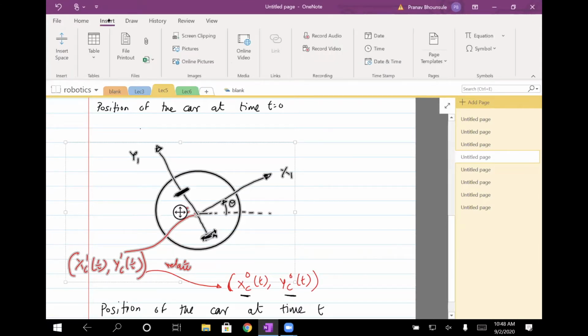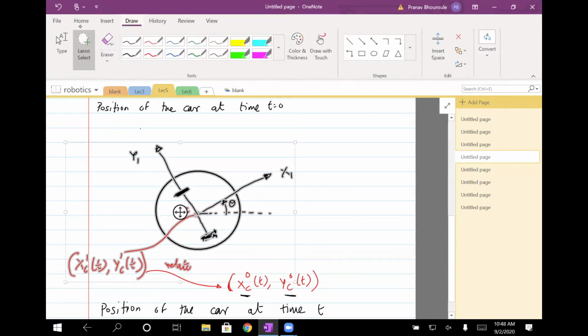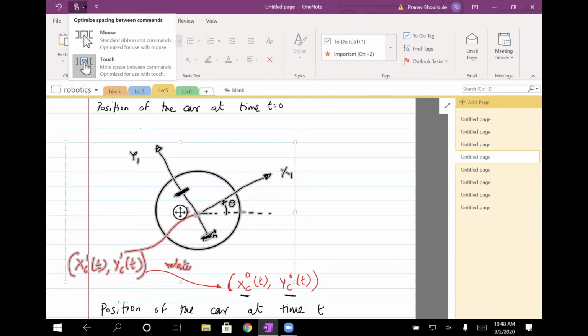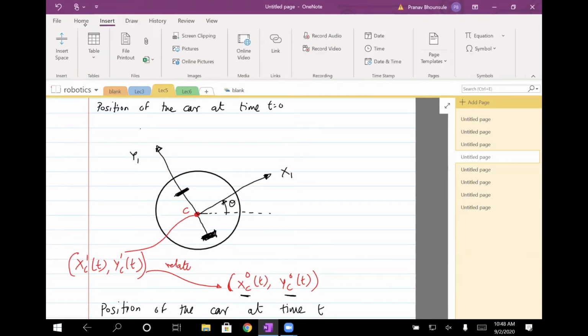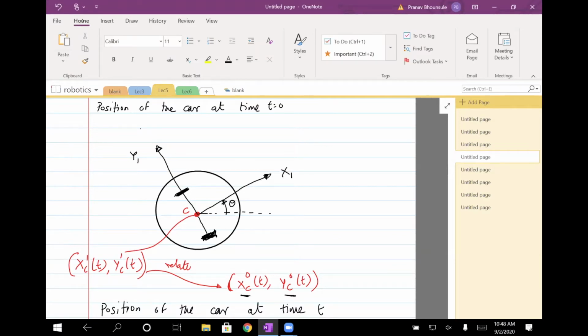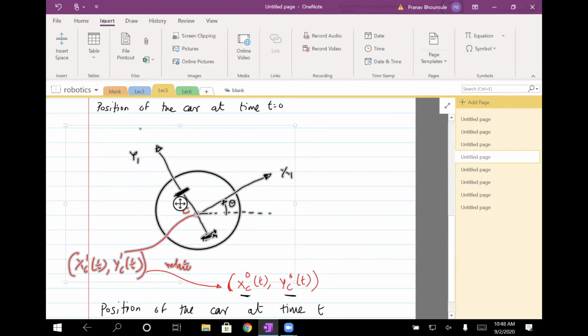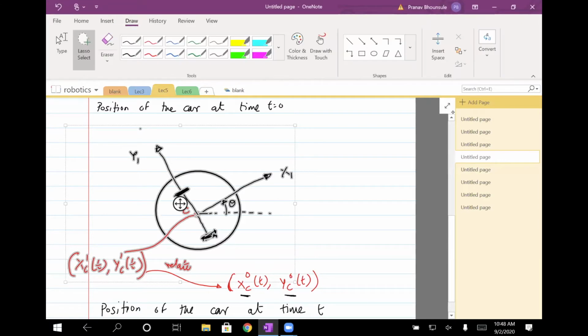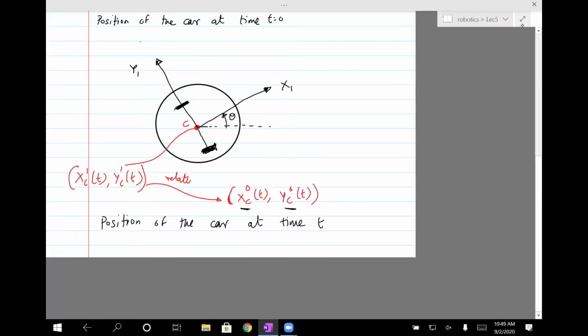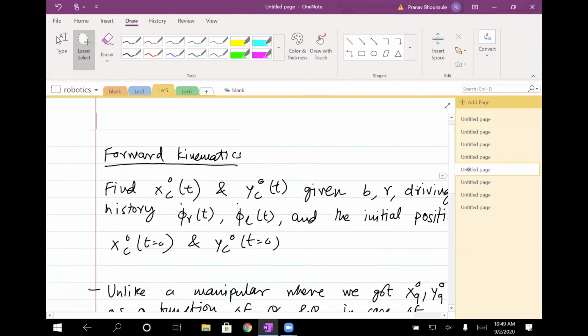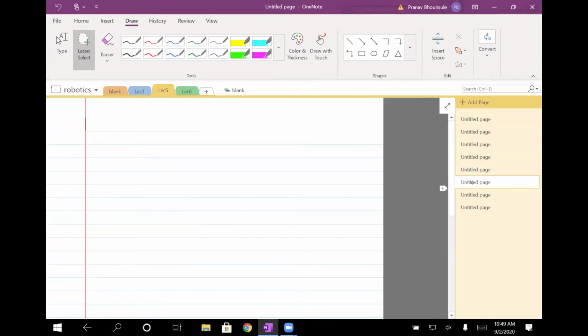Can't seem to find the copy command. Is that this? No. That's the paste. Okay, I did not copy it. My bad. Huh. Never mind. Let me do it this way. Okay, I'm almost out of time.